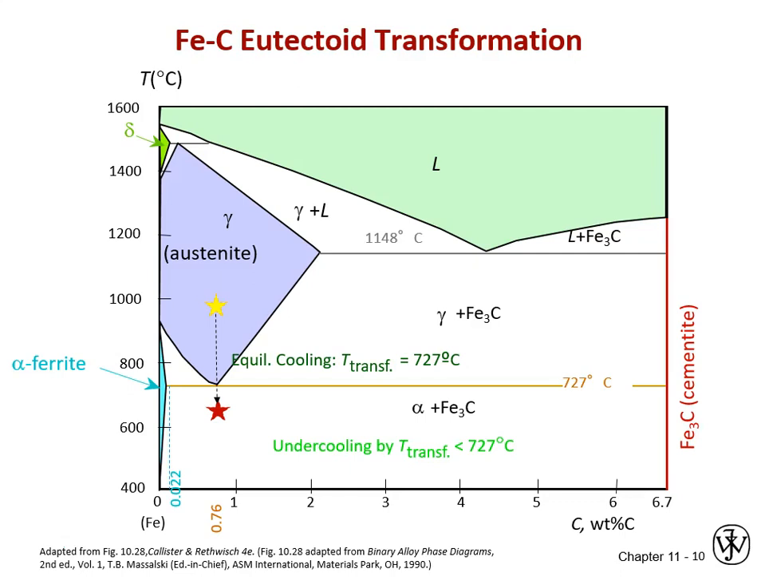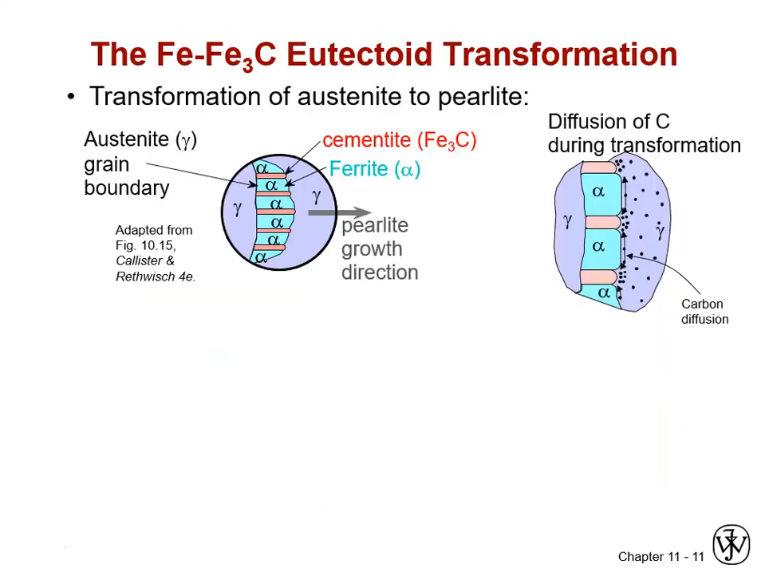Okay, so let's apply it to a eutectoid composition in steel. We're going to take a eutectoid composition steel, denoted by the little vertical dotted line between the yellow star and the red star, and we're going to cool it down below the 727 degrees C eutectoid temperature. And we're going to look at what happens.